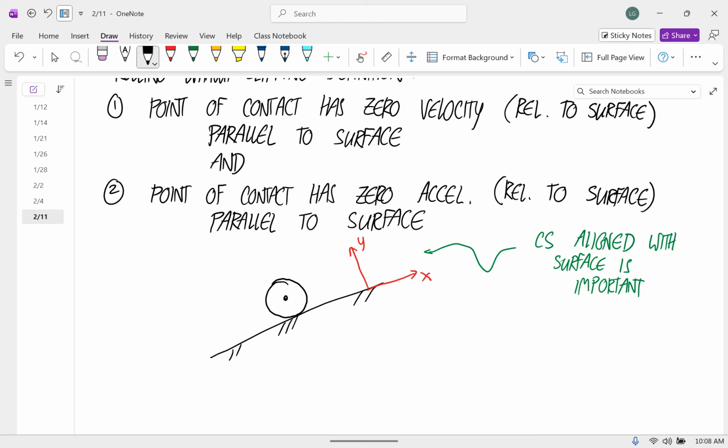And we're going to call positive angular velocity and positive angular acceleration counterclockwise. You can think of those as positive z angular velocity and angular acceleration. So this is the direction of positive omega and positive alpha. If it's rolling the other way, then those are just both negative.